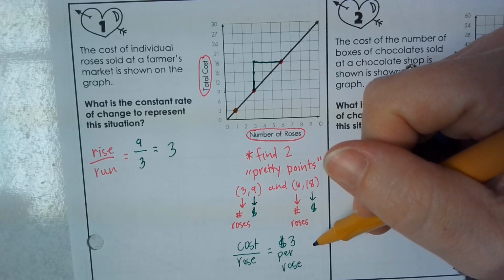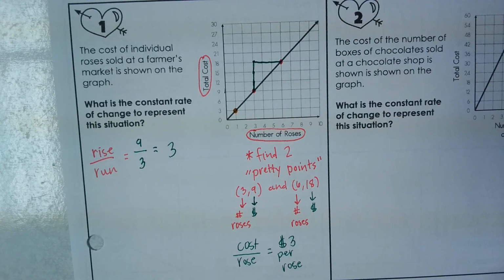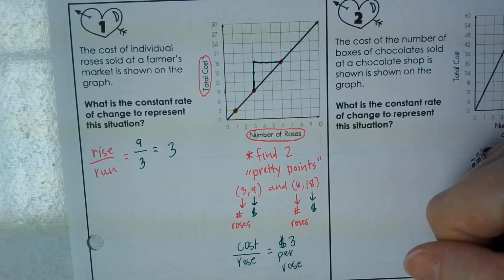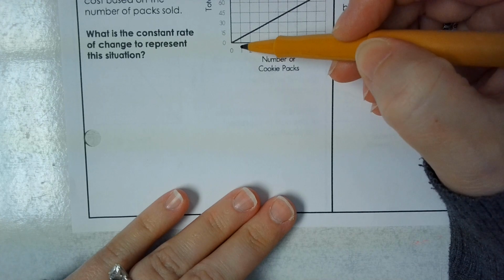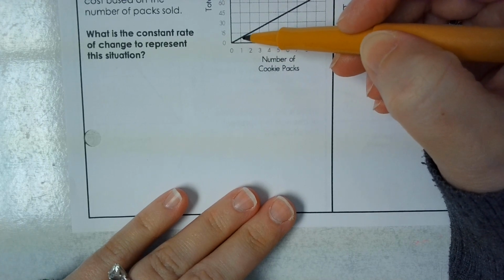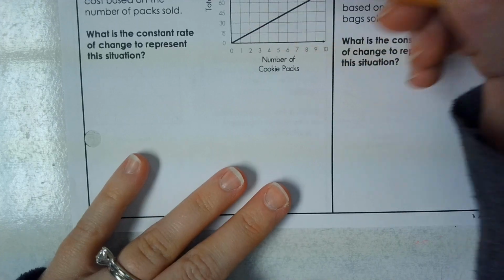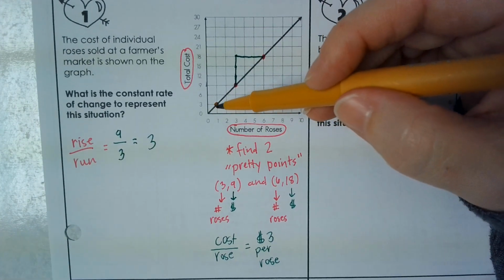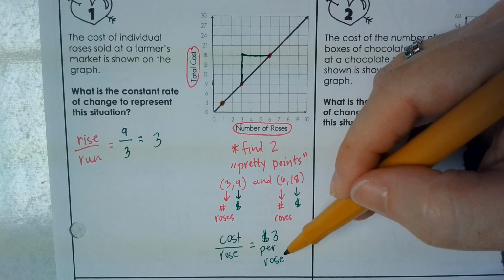Yes. But sometimes you won't be able to see that on the graph. Like sometimes the graph won't go by ones and you won't be able to see it. Or like on number 3, if you look at the 1, you don't know exactly what that number is because it's like halfway-ish. You know what I mean? You'd have to guesstimate. But if it is a pretty point where the 1 is, that's absolutely your unit rate. And you could say, boom, it's $3 per rose.